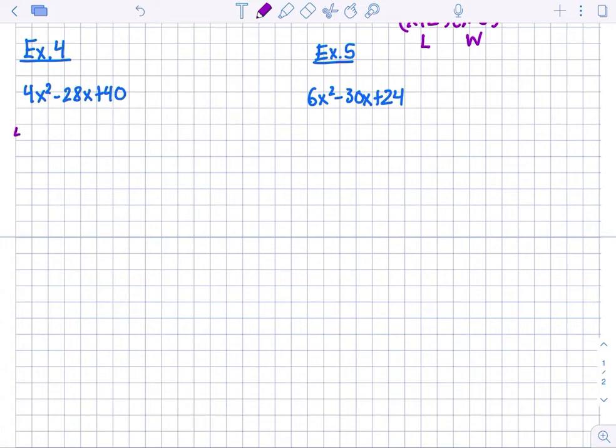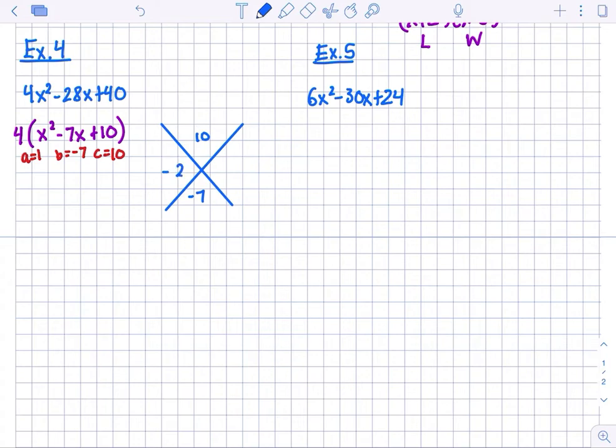So 4 in parentheses. 4 divided by 4, x squared. -28 divided by 4, -7x. 40 divided by 4 is 10. So once you factor, this would give you your new set of values for your A, B, and C. So then, from here you factor again using our x method. So A times C is 10, our B value is -7. Two things that multiply to 10, but when added give you -7, and that's -2 and -5.